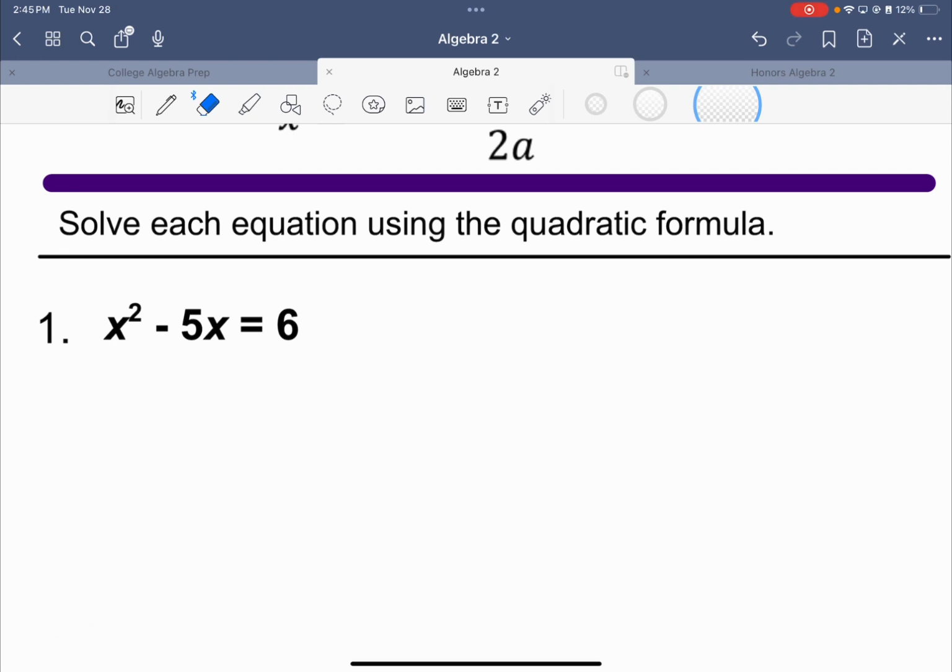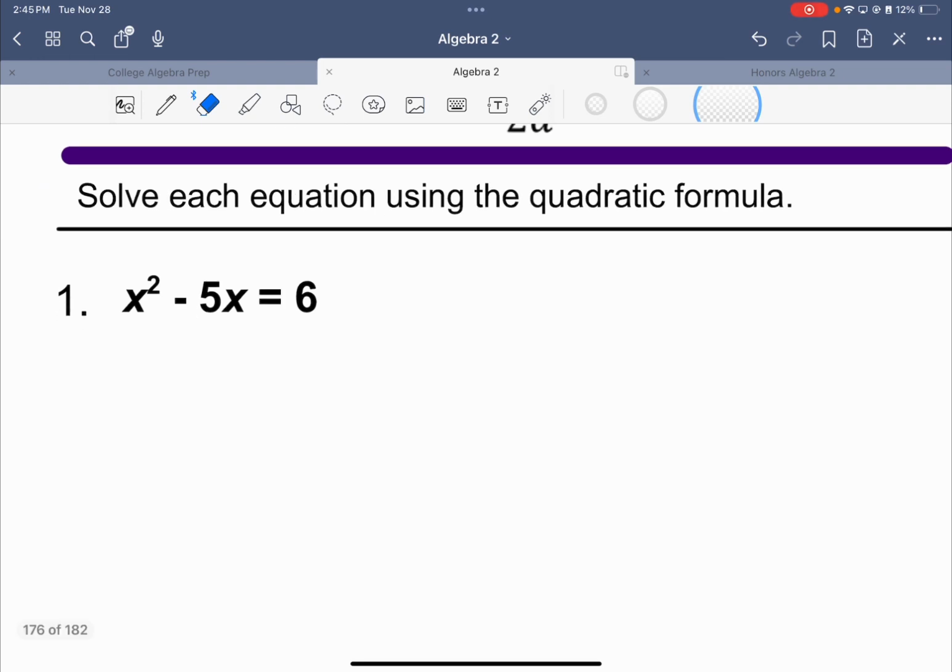So, we're going to solve quadratics today using the quadratic formula. We use the quadratic formula when something isn't factorable. It's nice when they're factorable. It's quicker when they're factorable, but not all equations are factorable. Like that last one, we'd have to use the quadratic formula to solve that.